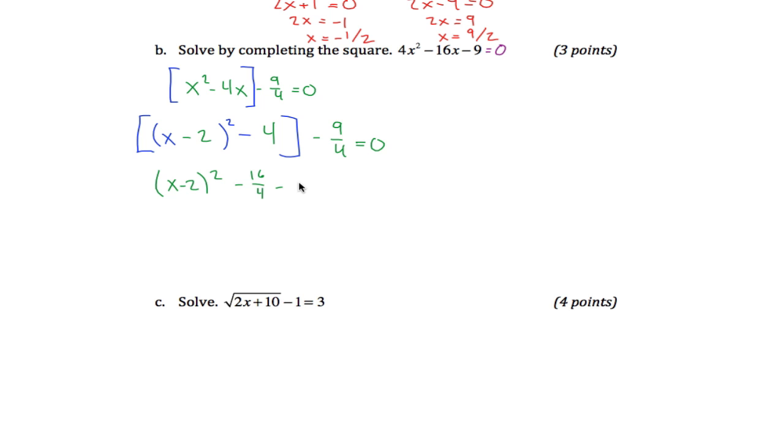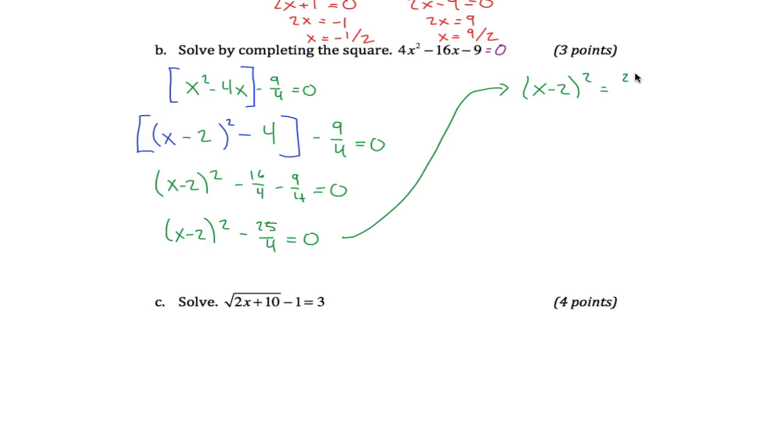Might be helpful to get a common denominator, so go ahead and do that. And so I got x minus 2 squared minus 25/4 equals 0. And if I add 25/4 to both sides, I get x minus 2 squared is equal to 25/4. Take the square root of both sides, and I get plus or minus the square root of 25/4, which is just 5/2. So for my final answer, I just have to add 2 to both sides and get x is equal to 2 plus or minus 5/2.